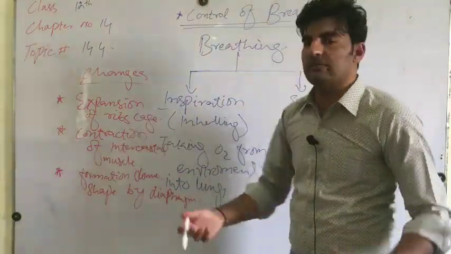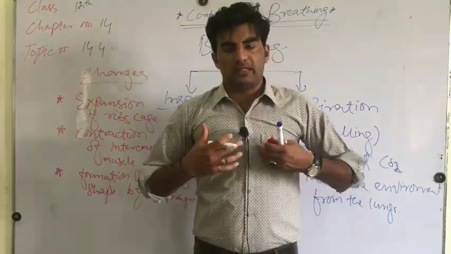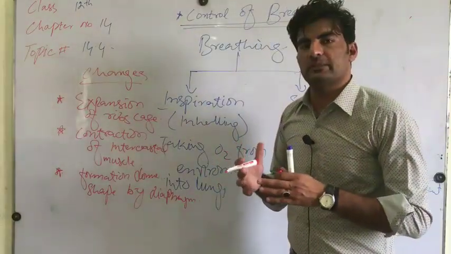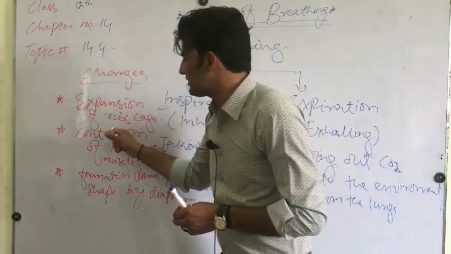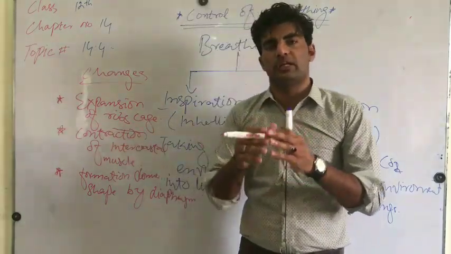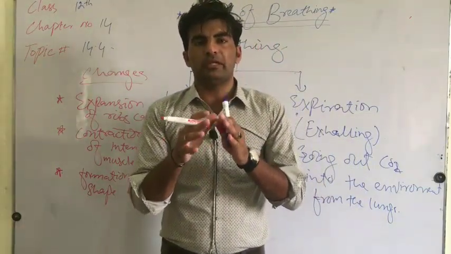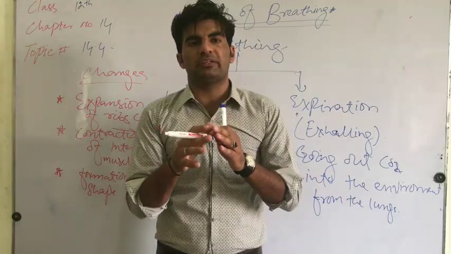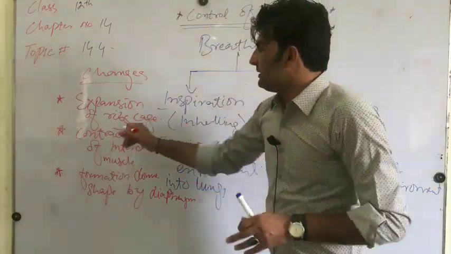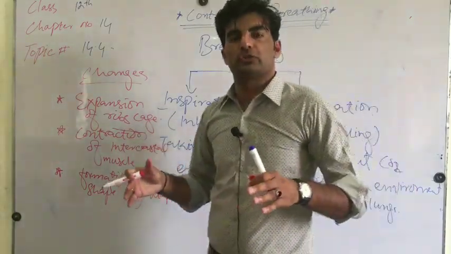Expansion of the rib cage: when we inhale air inside our body, our rib cage becomes expanded. Why does this expansion occur? It is due to the contraction of the intercostal muscles. Intercostal muscles are those muscles which are present among the ribs, between every two ribs. They are flexible in structure and function, and their function is to give expansion to the rib cage, to provide area.